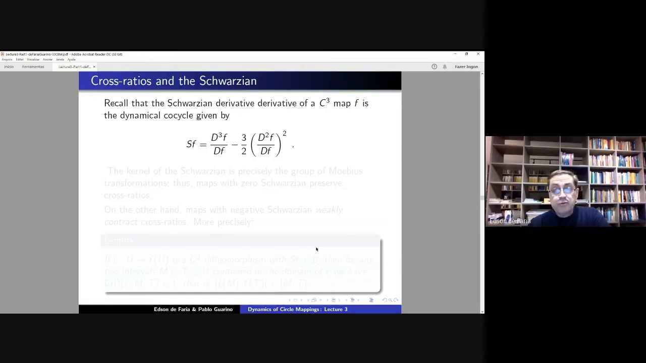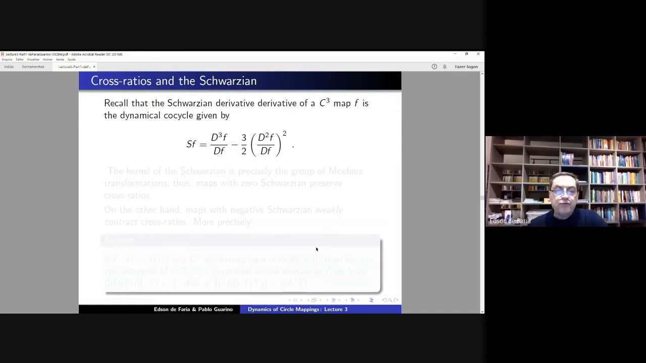And this is an important tool, and this is the main reason why we assume in this theory that F is at least C3, so we can actually use the Schwarzian. Now, the Schwarzian is a cocycle in the sense that it satisfies a chain rule. I'm not going to write the chain rule here because I'm not going to need it in this lecture.